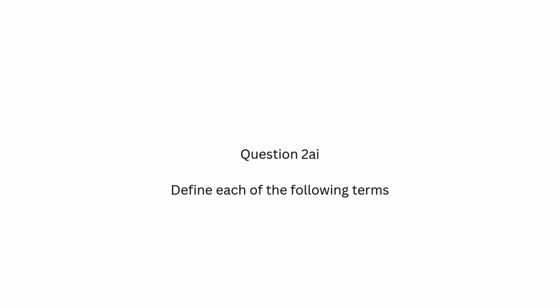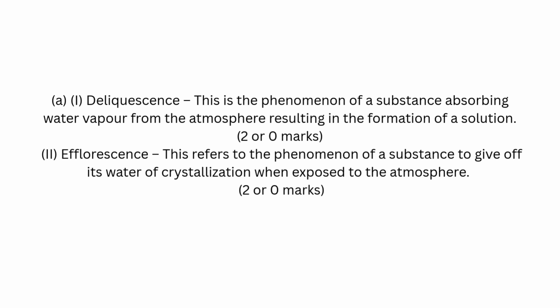Now, deliquescence and efflorescence. They said deliquescence is the phenomenon of absorbing water. Now I want to go over something. It's 2 or 0. That means either the person gets the definition or the person gets 0 marks. There's no 1 mark. There's no half mark. So you must be able to state these definitions like this. You must put the phenomenon. That's the correct answer.